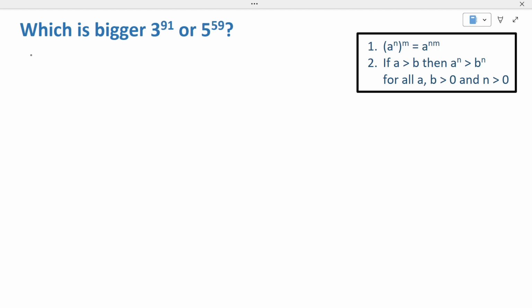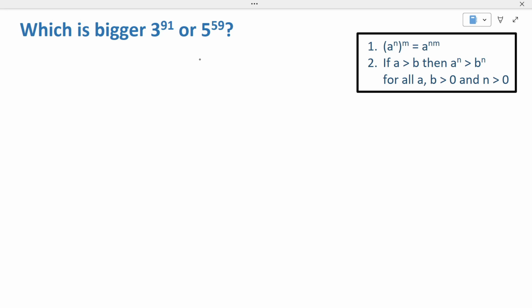So what about this one? Which is bigger, 3 to the power of 91 or 5 to the power of 59? Looking at the two exponents, we can see that 91 and 59 have no factors in common other than 1, but we can see that 91 is close to 90 and 59 is close to 60, and 60 and 90 have a common factor of 30, which would work out nicely for reducing the exponents we actually need to compute.